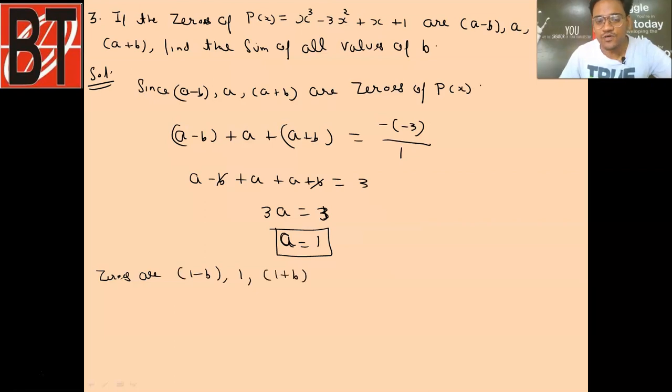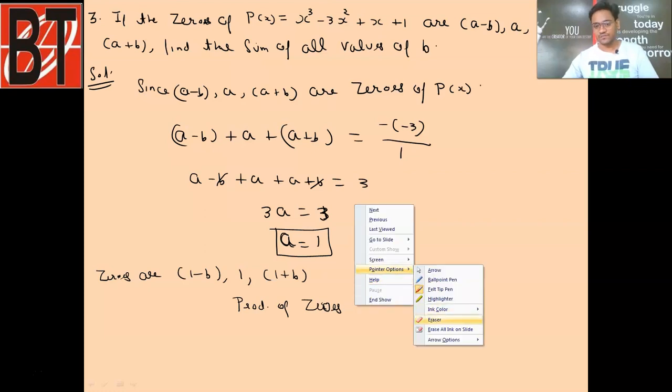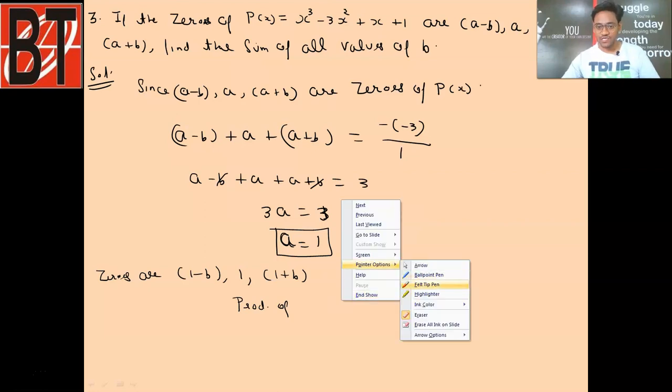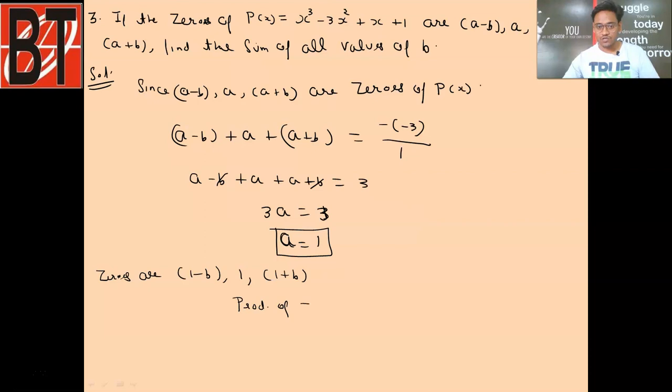Now students, it's up to you. Either you can use the second relationship, that is, the sum of products of zeros taken 2 at a time, or the product of zeros. I'm using the third relationship directly. So the product of zeros, students, just tell me, product of zeros is equal to what? The product of zeros is equal to minus d by a, that is, minus constant term upon coefficient of x cube. Yes, I will be using that only.